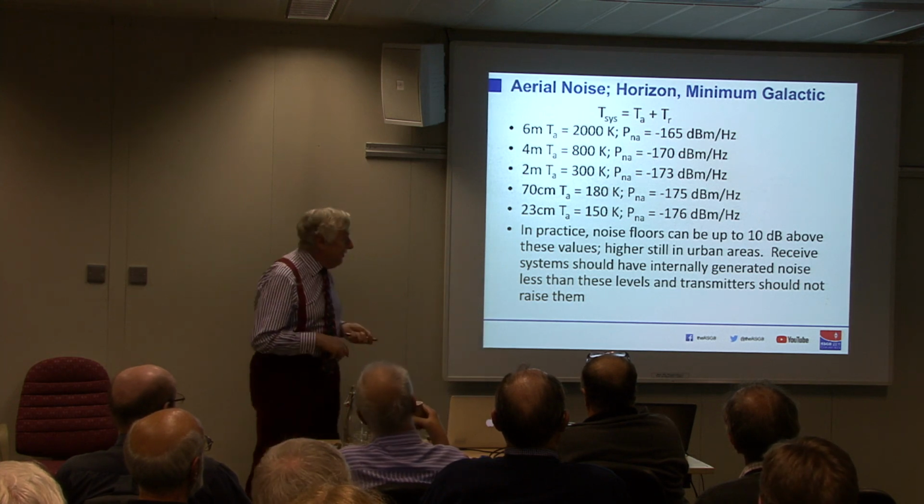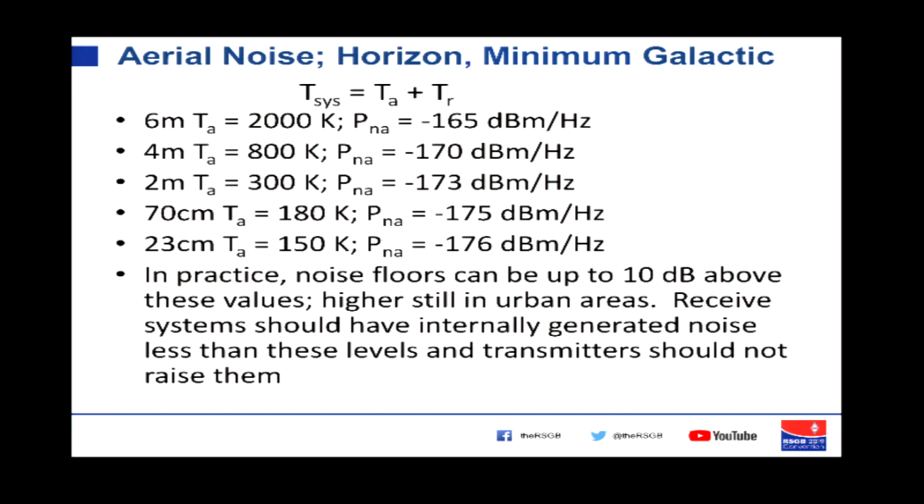The other factor in my system noise is the antenna noise. And at 6 meters, the minimum you can get is Galactic. Not many people actually get 2000 K looking at the horizon, even in the quietest directions. 4 meters is a bit quieter, it's gone down to 800. 2 meters is 300, 70 centimeters considerably quieter, 180, 23 centimeters about 150. That's just looking at the horizon, minimum noise direction. And there's nothing you can do about that. That's what's going to be there. If you live in the real world and you have any neighbors, solar farms or anything else, your aerial noise will be much worse. In London, it's so bad that there's no point in doing VHF amateur radio.